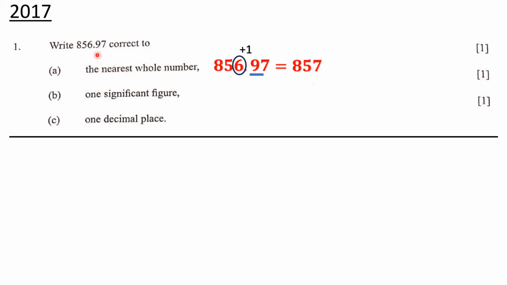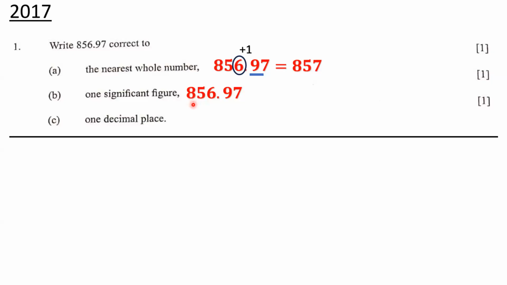Next, they ask us to write this number correct to one significant figure. Well, there are 1, 2, 3, 4, 5 significant figures in this number. Notice that if a digit is non-zero, that means if it's not 0, then it's significant. So 8 is not 0, so it's significant. 5 is not 0, it's significant. 6 is not 0, so it's significant. 9 is not 0, so it is significant. And 7 is not 0, so it is significant. All digits that are not 0 are significant.